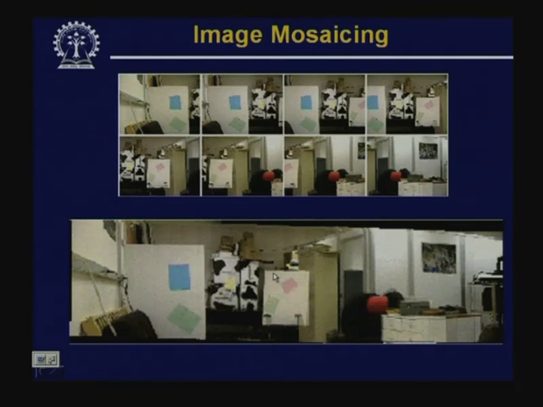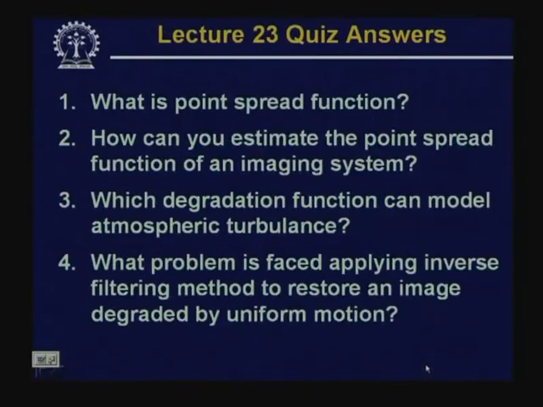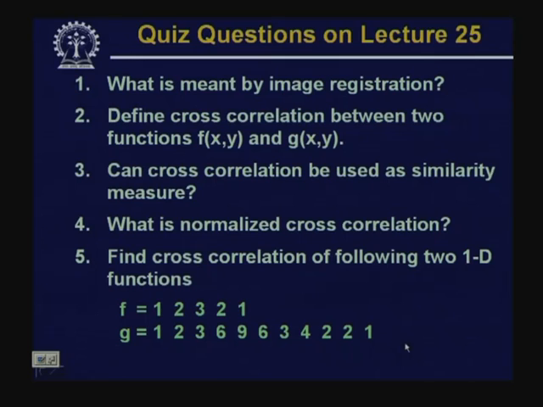So, with this we complete our discussion on image registration. Now, let us have some questions on today's lecture. The first question is, what is meant by image registration? Second question, define cross correlation between two functions f(x,y) and g(x,y). Third question, can cross correlation be used as a similarity measure? Fourth question, what is normalized cross correlation?